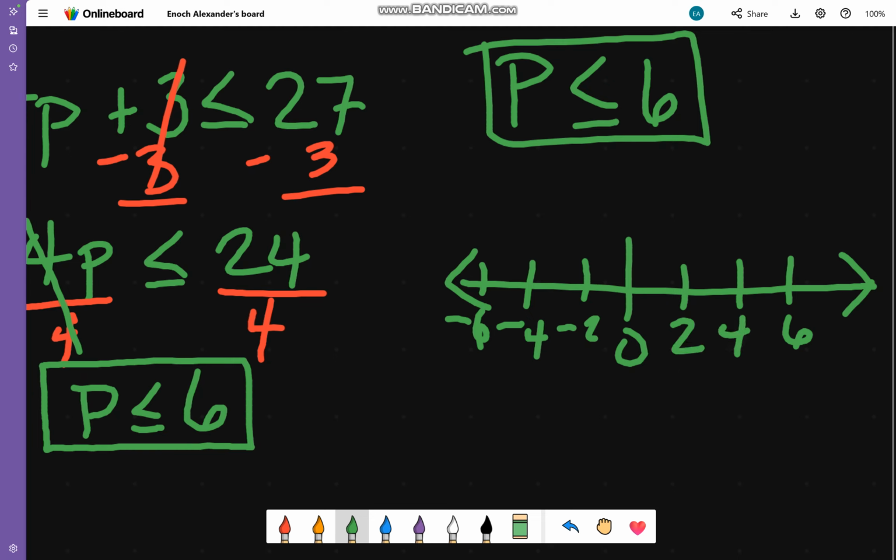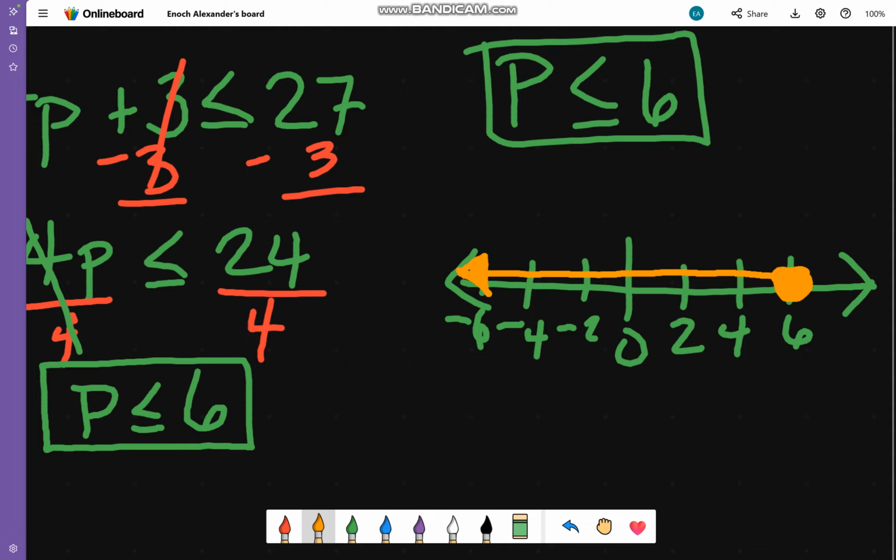Since this is less than or equal to, it includes that number. That means we will have a closed circle, or shaded-in circle, above the 6. That's the first thing we must do when we're graphing. And since it is less than or equal to, all the numbers to the left of 6 are less than 6. So the arrow needs to go to the left.